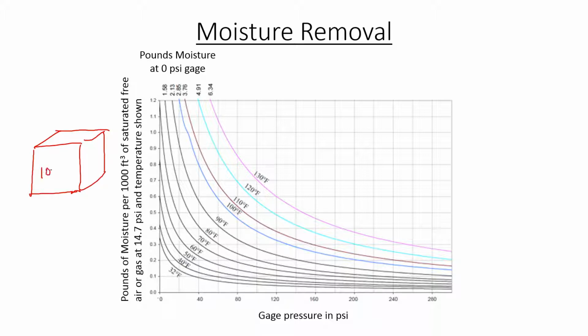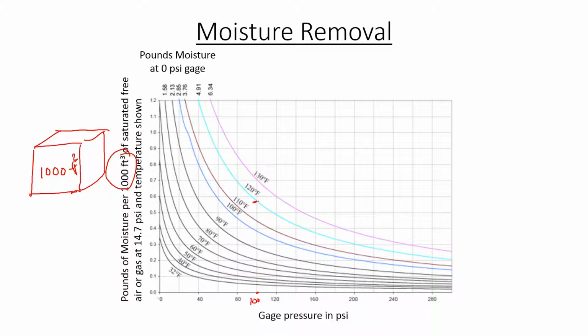So let's say this is 1000 feet cube, and in 1000 feet cube, how much moisture this thing can contain. Also you have this for different temperatures. Think about this at 120 degree Fahrenheit, for example, this is 100 psi.